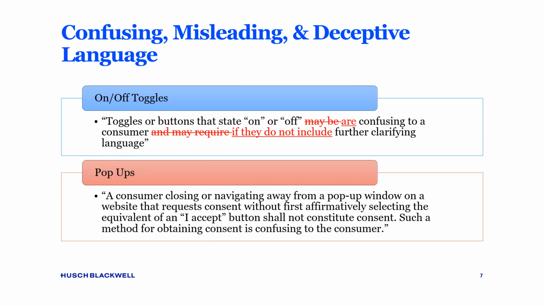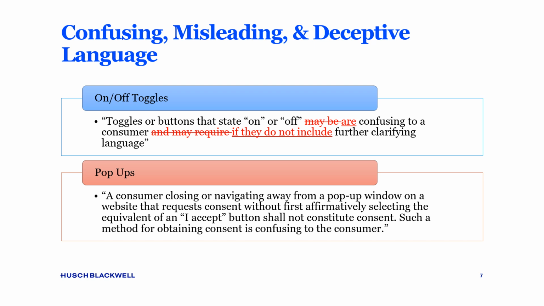We also see the draft regulations providing more examples dealing with user interfaces. First, they revise existing language that says that on/off toggles may be confusing if they do not provide further clarifying language. The draft regulations now state, let me back up here. The existing language in the regulations says that it may be confusing if they do not provide it. The draft regulations state that they are confusing if they don't provide additional clarification. So you can see that with those red lines, deleting "may be" to "are", and deleting "may require" to "requires", if they do not include further clarifying language. We've just taken that from the draft regulations.